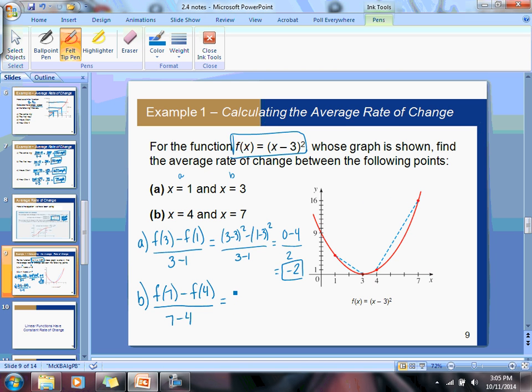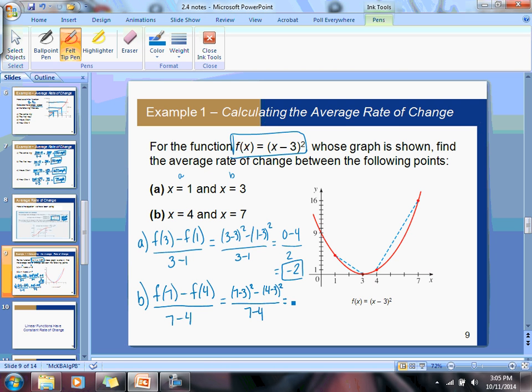Let's do our substitution here just to double check. We'd have 7 minus 3, which is 4, and then 4 squared will be 16. Okay. And then if I put 4 in, it looks like that gets me about 1. Looks like it's 1 unit up. Let's see. So I would have 4 minus 3 is 1. Squared is going to be 1. Okay. Over 7 minus 4.